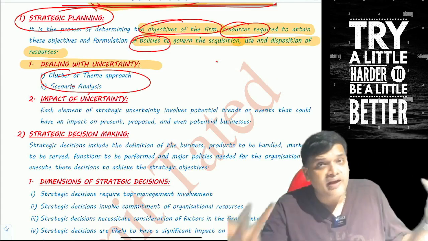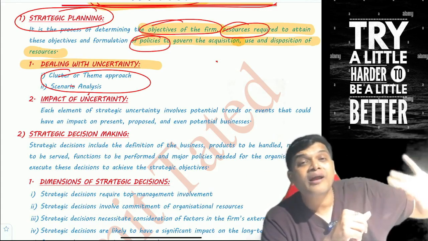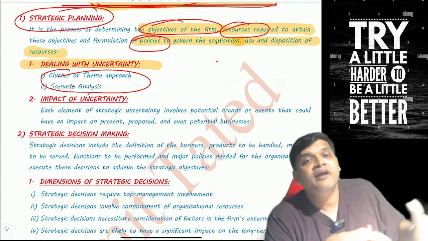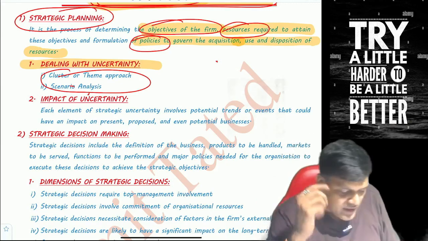But strategic planning may have an uncertainty. So how to deal with uncertainty? So two things will be there. First, okay, cluster or theme approach, which is a grouping concept, and one is scenario. As and when it comes, deal with it. That is called scenario analysis. Okay, these are the two things you need to understand.